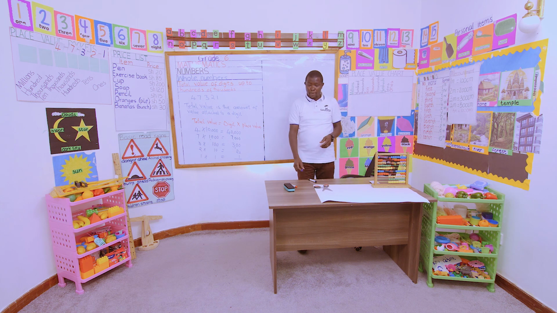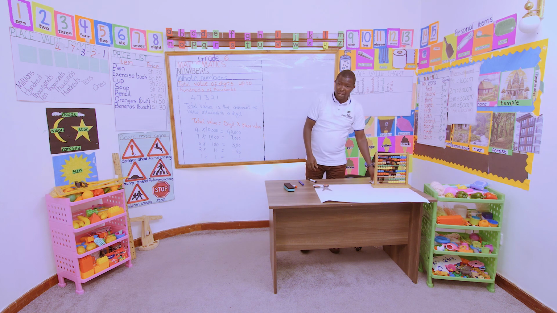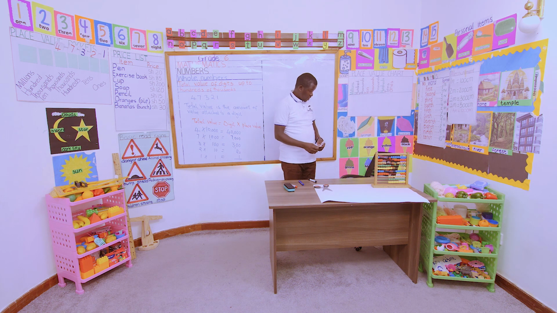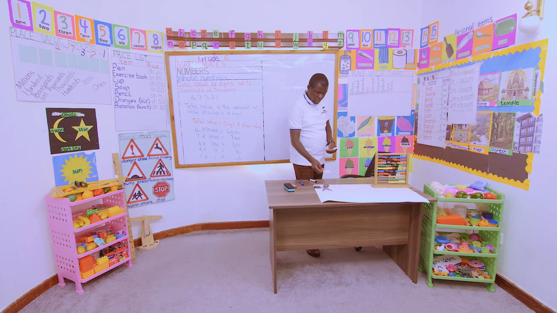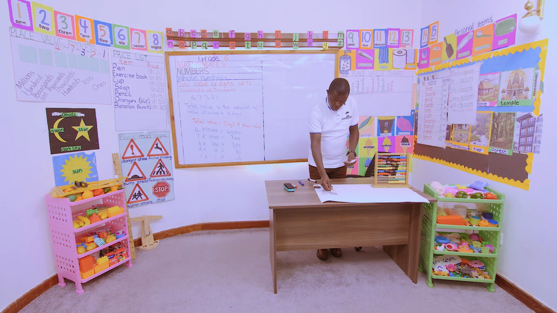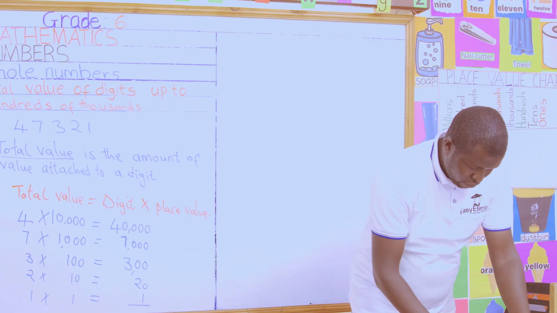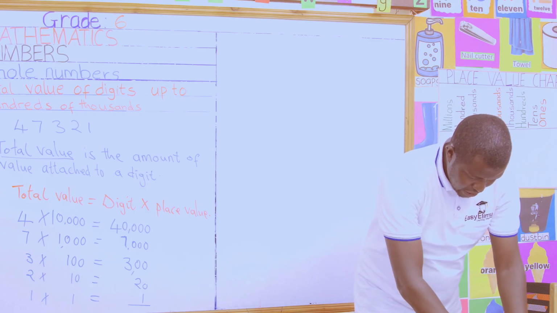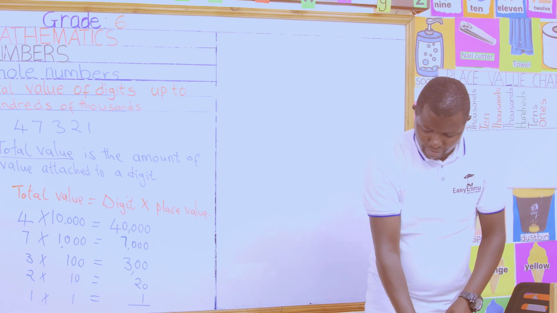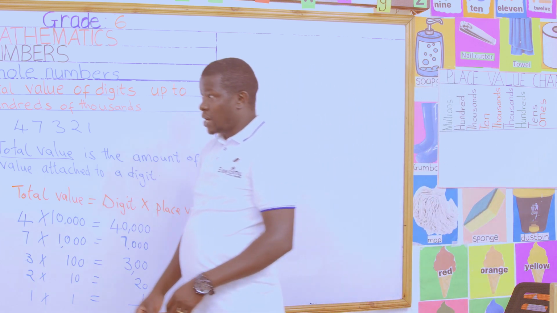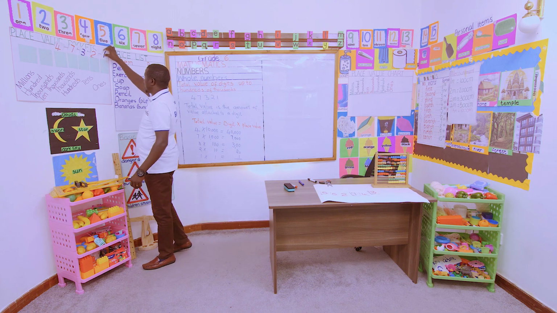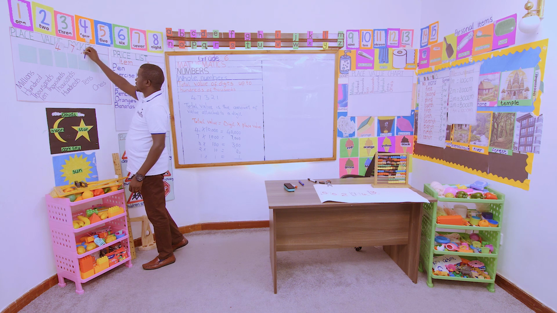Again, using our pair of scissors and the manila paper, can you cut the following digits? We have 5, 6, 2, 9, 4, and 3. This is now a 6-digit number. We want to place it in our place value chart or the place value pocket.